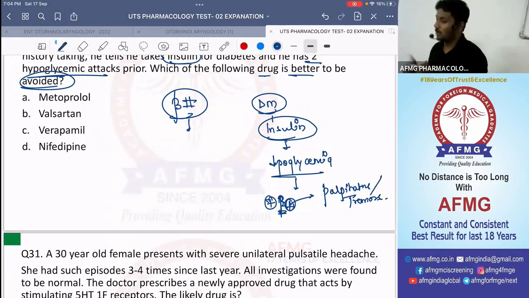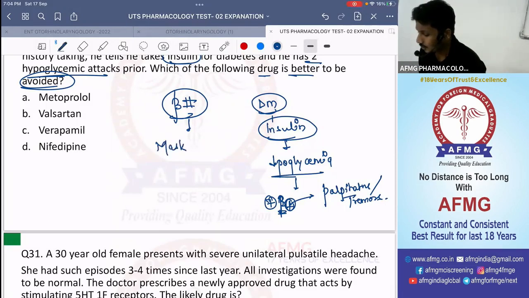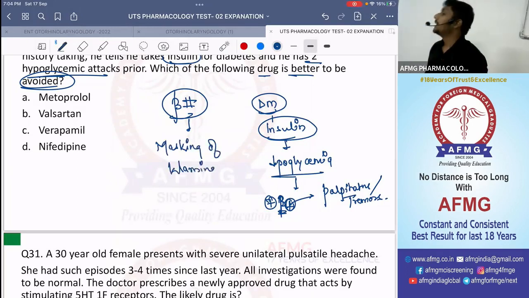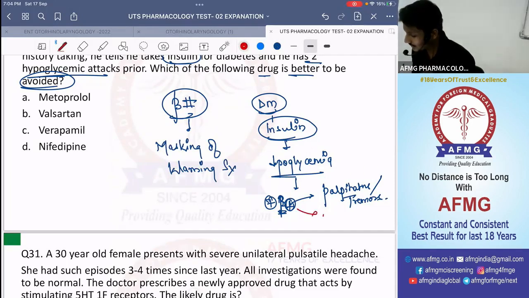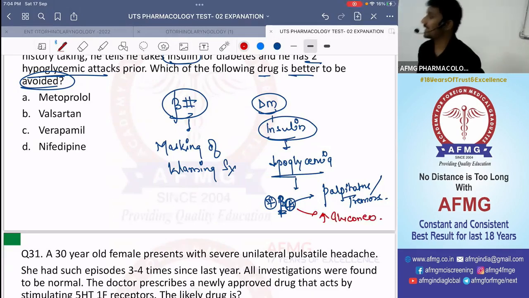No, these symptoms will not occur, and that is what is called masking of warning symptoms. Second, in cases of hypoglycemia, the beta receptors in the liver are also activated, and that causes increased gluconeogenesis and increased glycogenolysis, which again increases the blood glucose levels.